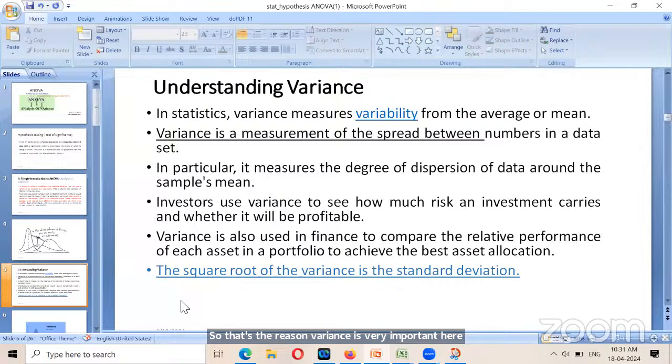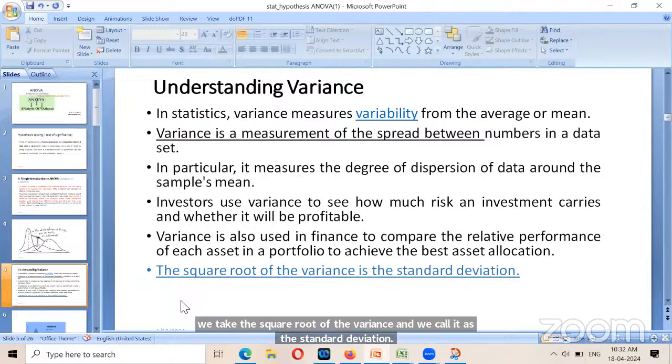Another measure of dispersion is the standard deviation. The square root of the variance is the standard deviation, right? Why are we taking the square root? Because many times we want to discard the unit label. When we don't want the unit, we take the square root of the variance and call it the standard deviation. Most of the time standard deviation is preferred over the variance.